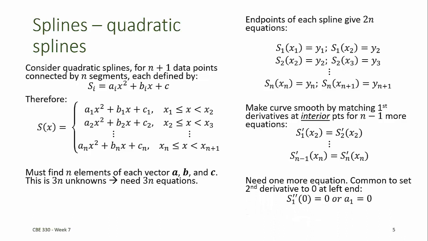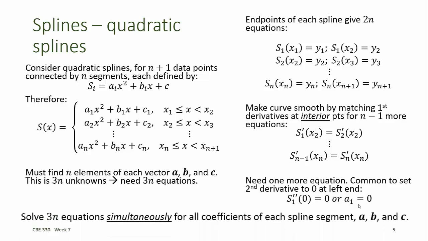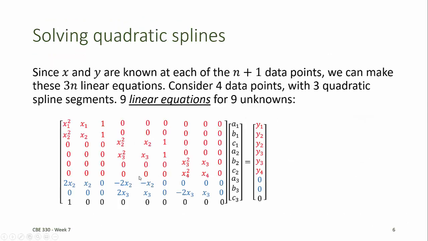That additional equation is obtained typically by setting the second derivative of the very first spline segment equal to 0 at the left end, which means that the x squared term in the first spline segment is 0, or the first spline segment is actually just a straight line connecting the first 2 points. And the slope of that line is the initial slope of the second spline segment. These 3n equations can all be solved simultaneously for all the coefficients of each spline segment in the vectors a, b, and c that would define the quadratic equations that are used for the spline segments.